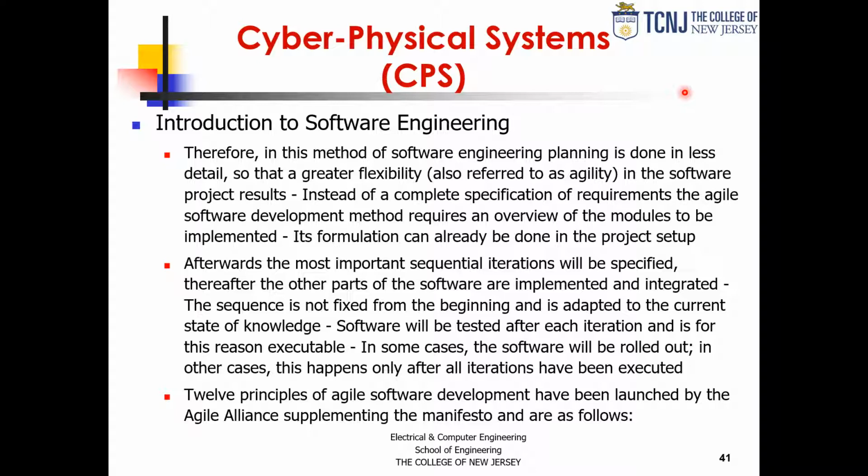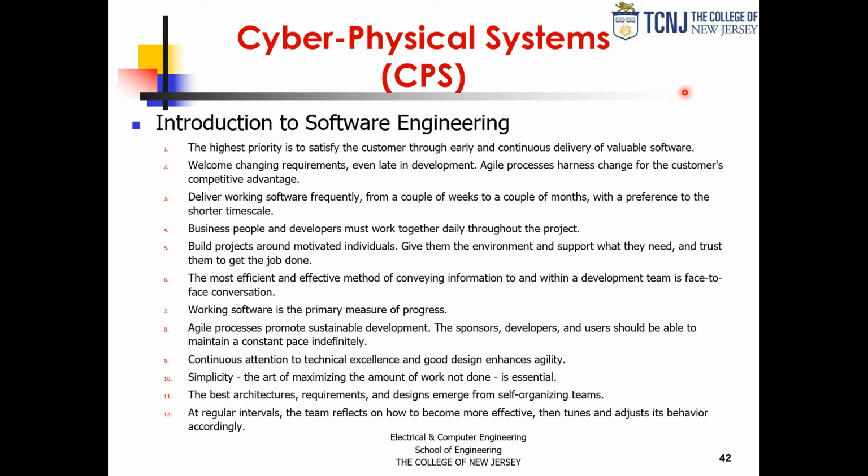Out of that came the 12 principles of the Agile software development practice that has been launched by the Alliance that supplement the manifesto, and they are as follows. Number one, the highest priority is to satisfy the customer through early and continuous delivery of valuable software. So early and continuous of something that is valuable. You keep adding as more understanding of that state of knowledge is augmented.